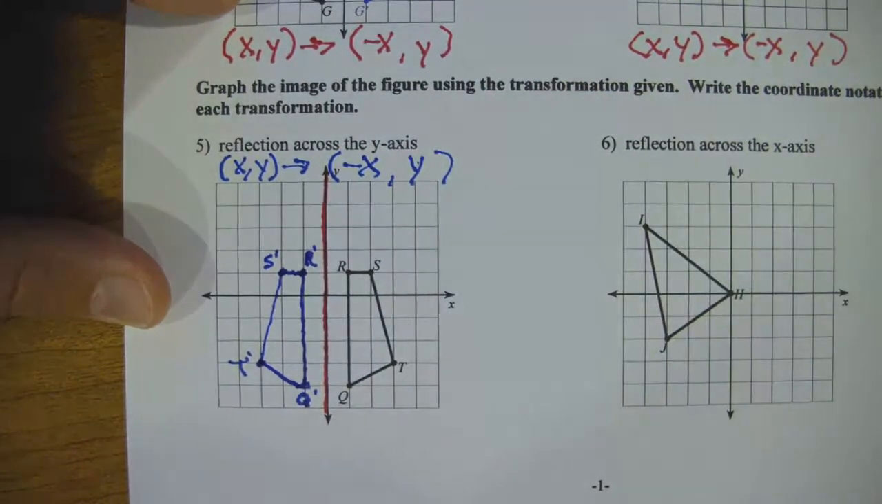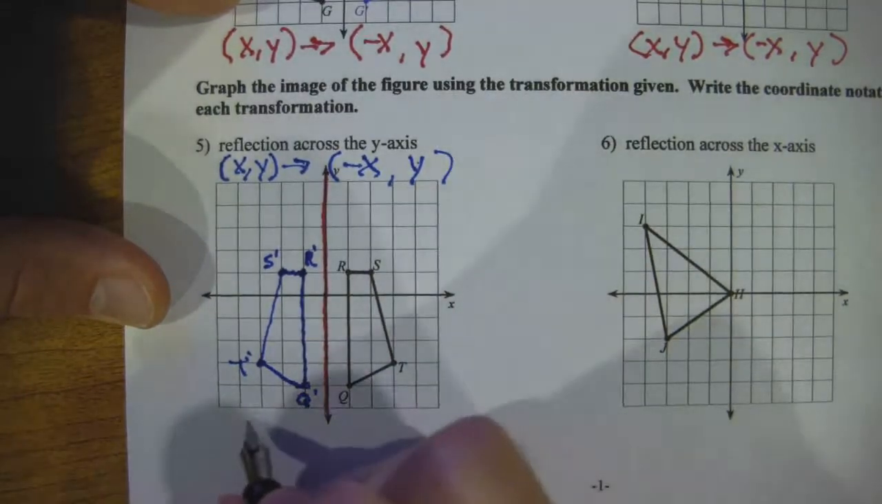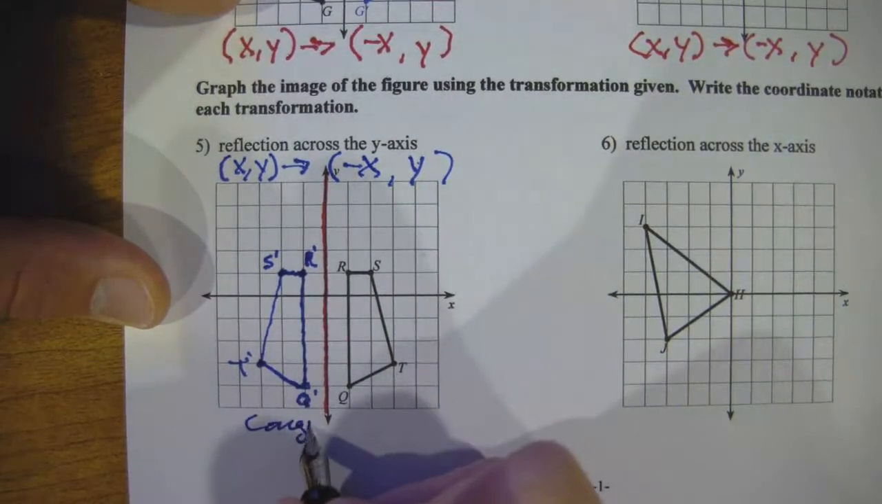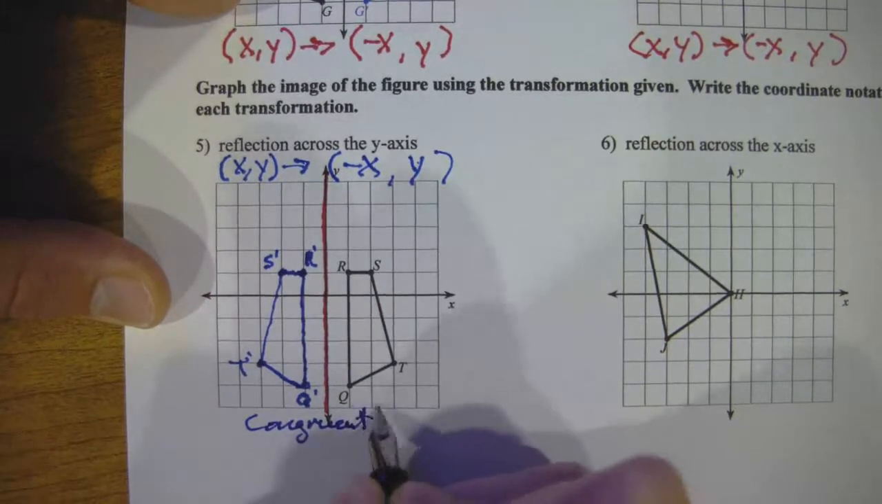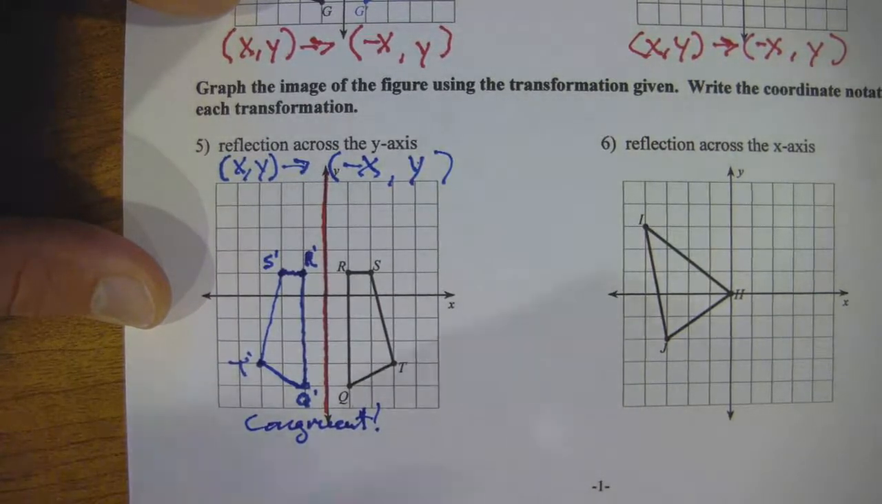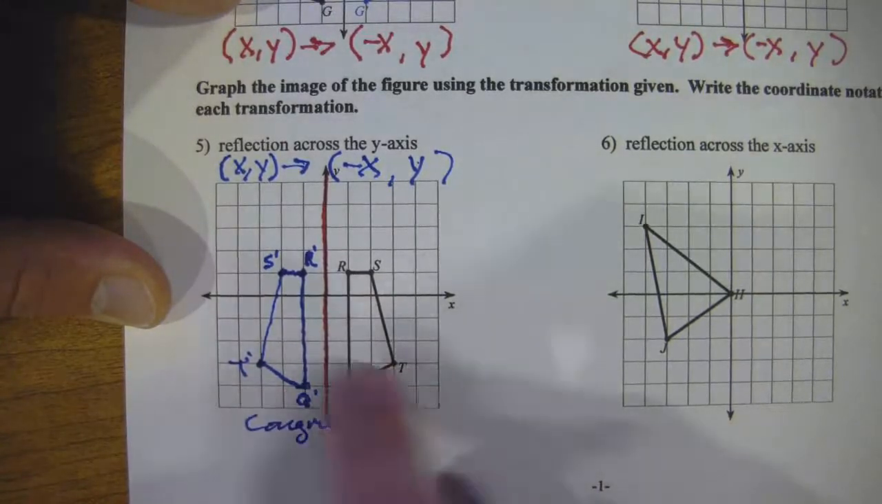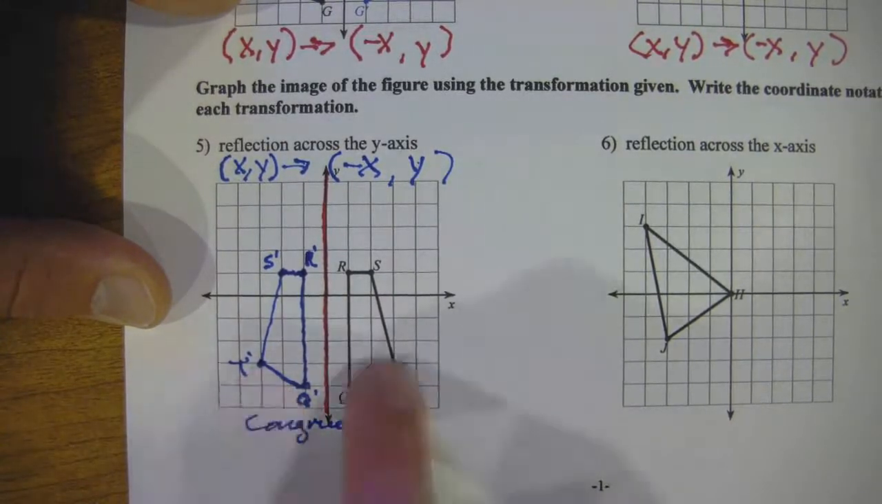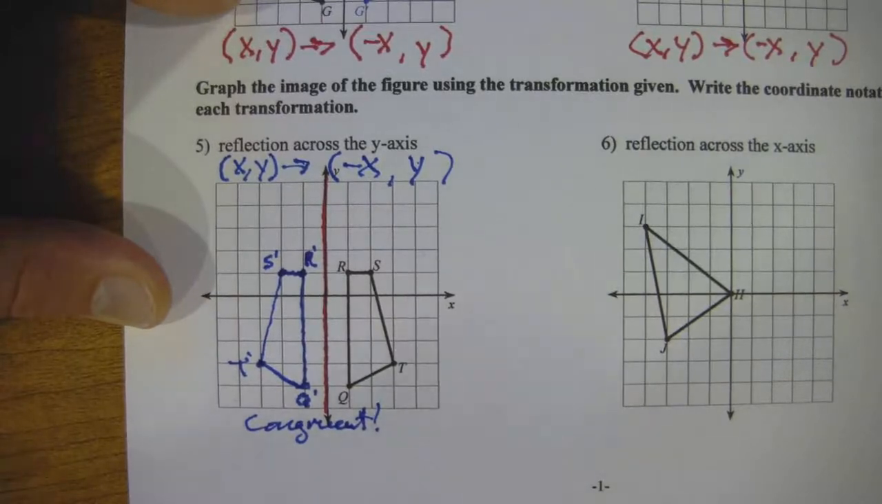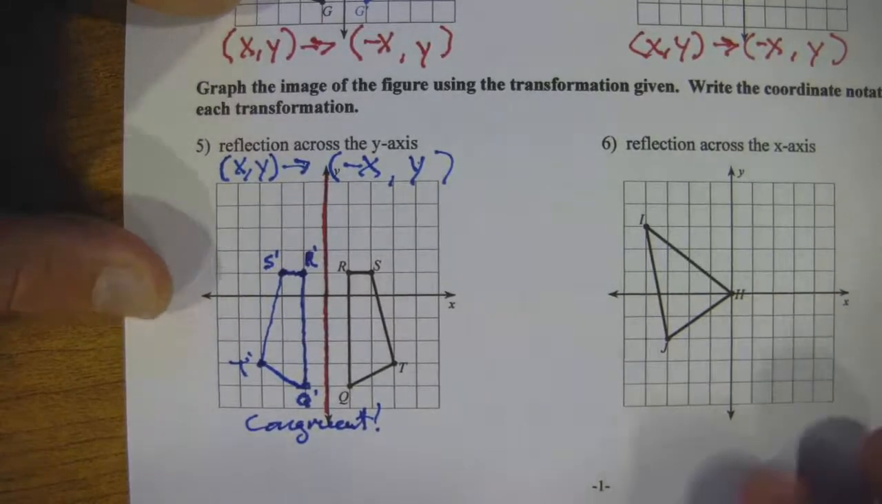Notice our two figures are the same size, the same shape. In other words, they are congruent. All right. Translations are congruent transformations, and so are reflections. We should get the exact same size and shape. The only difference here is that they're mirror images of each other, but they are still congruent. All right. Let's try another one.